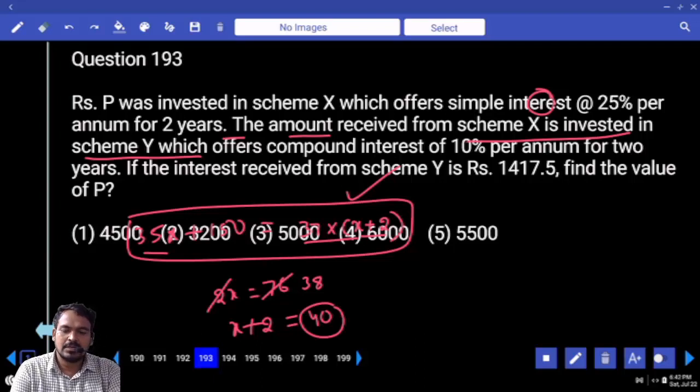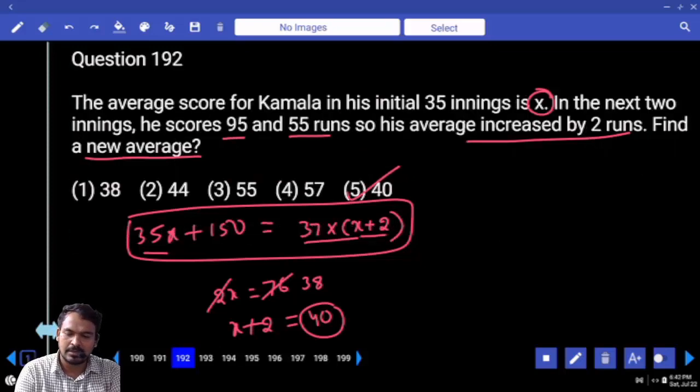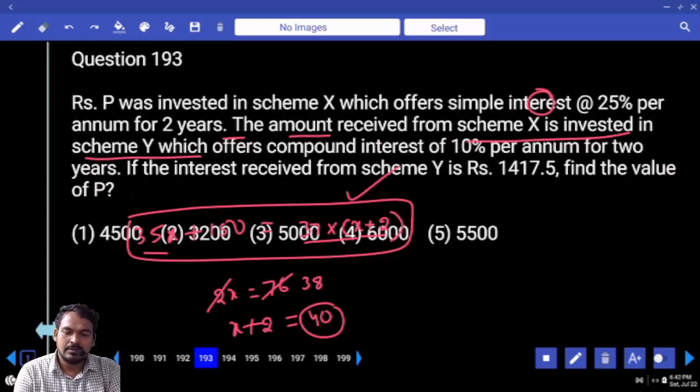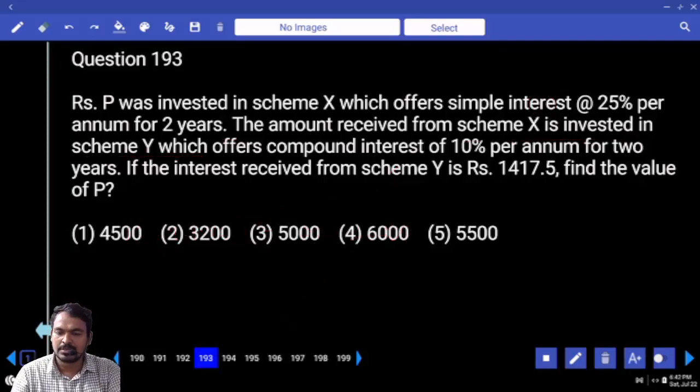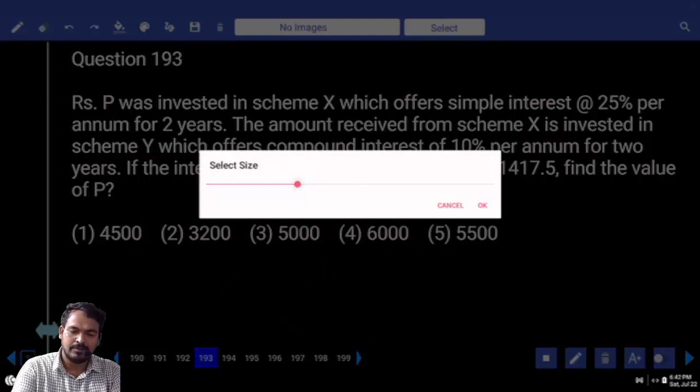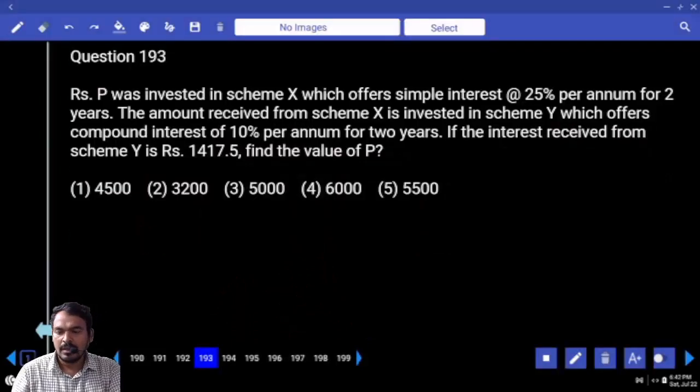P was invested in a scheme X which offers simple interest at the rate of 25% per annum for 2 years. The amount received from scheme X is invested in scheme Y which offers compound interest of 10% per annum for how many years? 2 years. And the interest received from scheme Y is how much? 1417.5. Find the value of P.